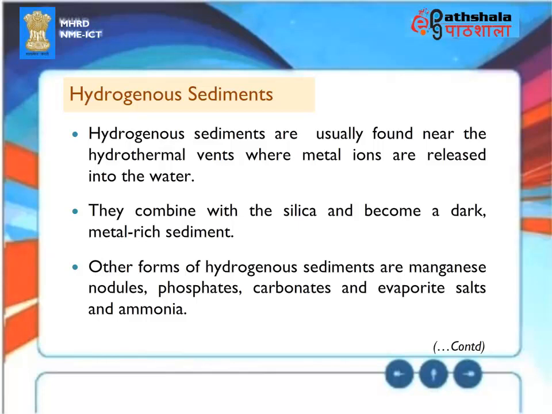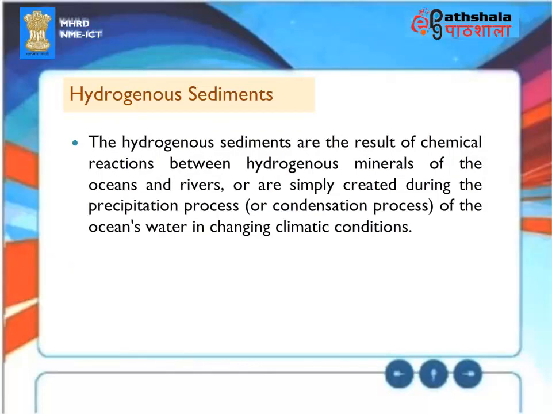Other forms of hydrogenous sediments are manganese nodules, phosphates, carbonates, and evaporite salts and ammonia. The hydrogenous sediments are the result of chemical reactions between hydrogenous minerals of the oceans and rivers, or are simply created during the precipitation process or condensation process of the ocean's water in changing climatic conditions.